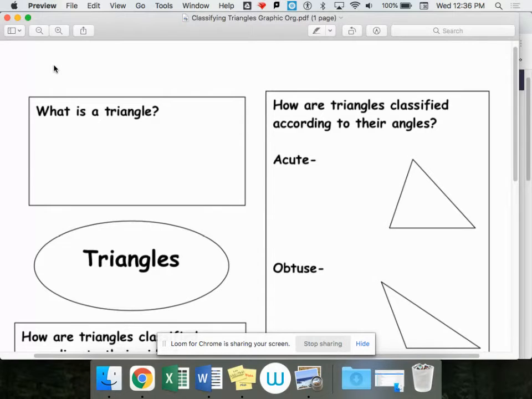We're going to start off by talking about what is a triangle. So a triangle is simply a 3-sided polygon. So it's simply a shape that has 3 straight sides. It's a closed shape.